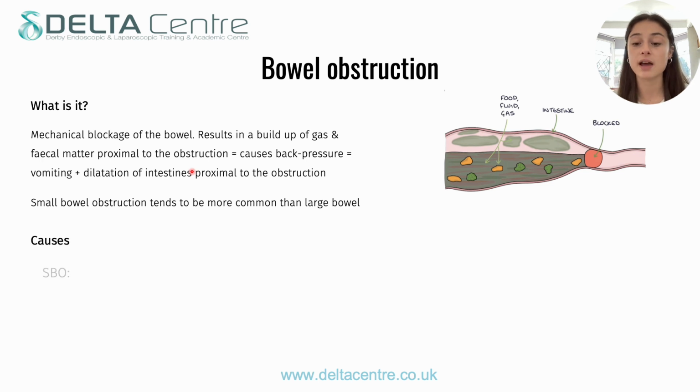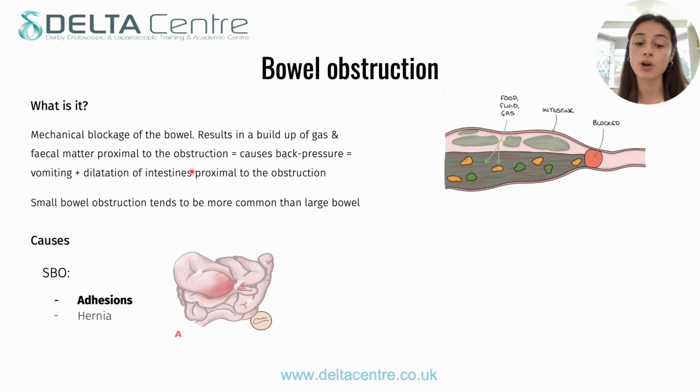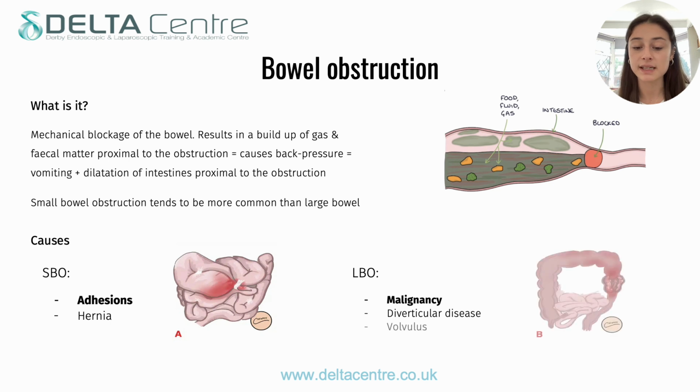In terms of causes, the causes for small bowel obstruction and for large bowel obstruction are different. For small bowel, the most common one tends to be adhesions. You can get adhesions from abdominal surgeries. Previous abdominal surgeries will increase your likelihood of a small bowel obstruction due to adhesions. And also less likely, but still a cause, is hernias. Then we have large bowel obstruction, of which the most common cause is malignancy, but you can also have diverticular disease and volvulus causing a large bowel obstruction.